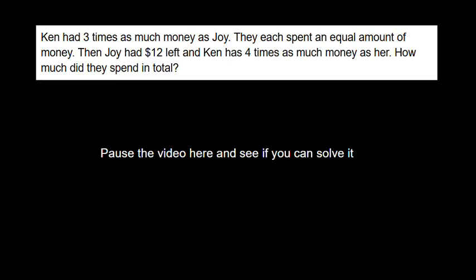Let's move on to the next question. Okay. Ken has 3 times as much money as Joy. They each spend an equal amount of money. Then Joy had $12 left and Ken has 4 times as much money as her. How much did they spend in total?